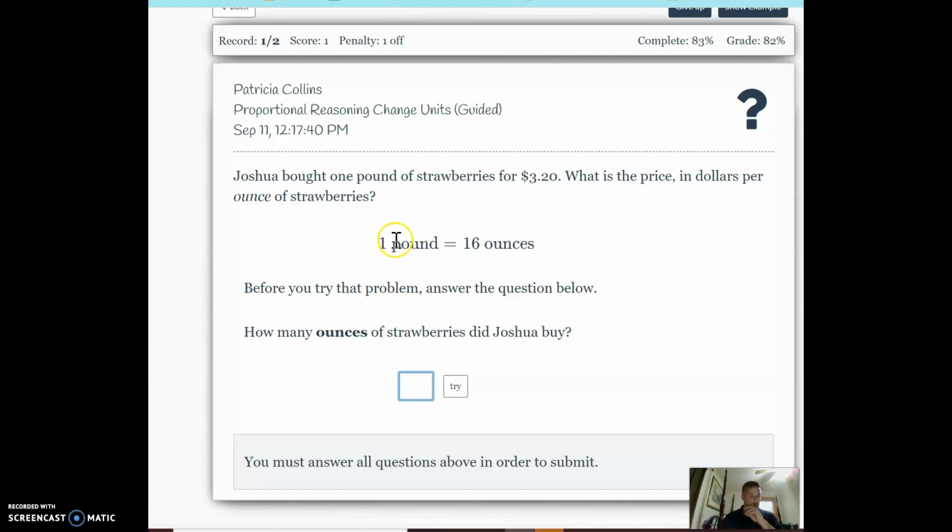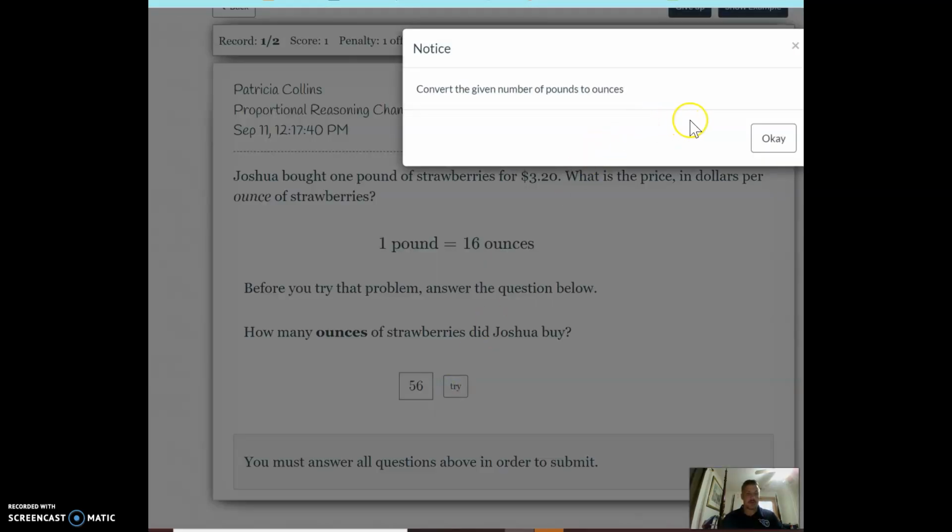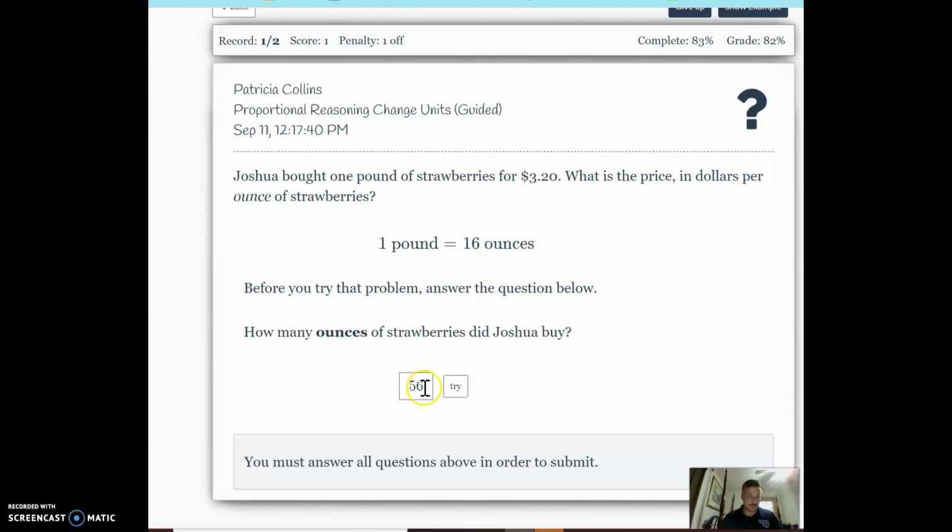Okay. So, Justin bought strawberries for $3.20. What's the price per dollar? Go through, fill that in, hit try. So let's say I get it wrong, I'm just going to pick a random number, 56. Hit try. Convert the number of pounds to ounces. So, that's wrong. So I'm going to try it again.